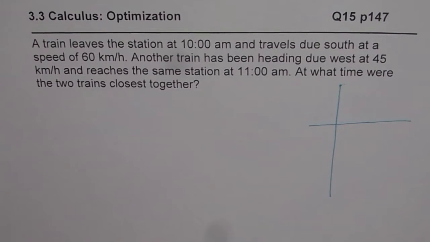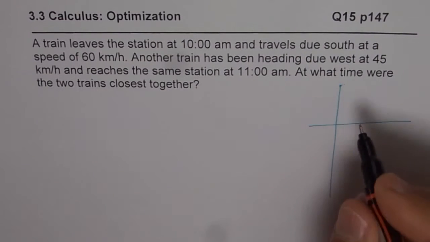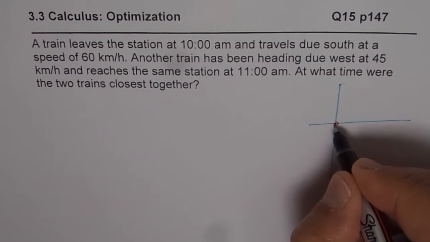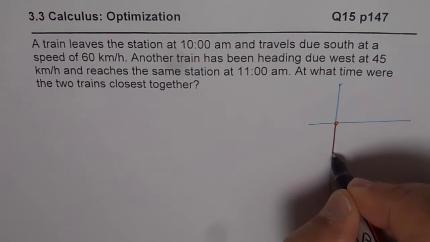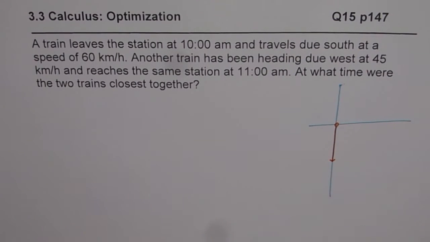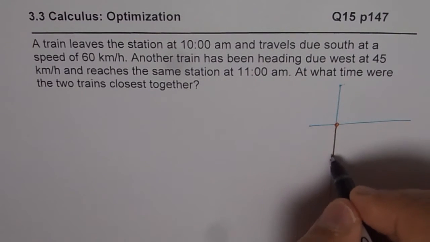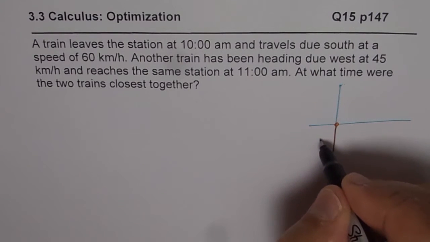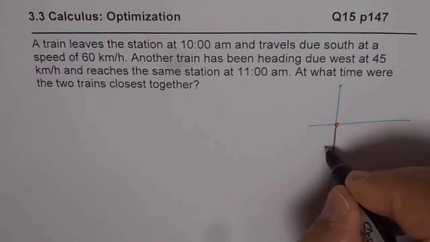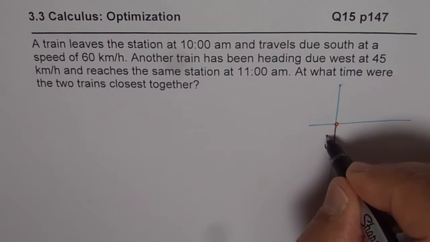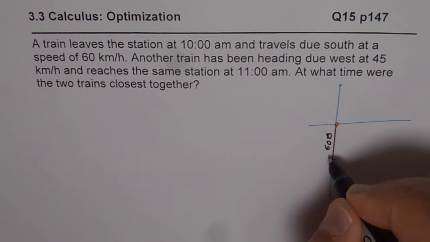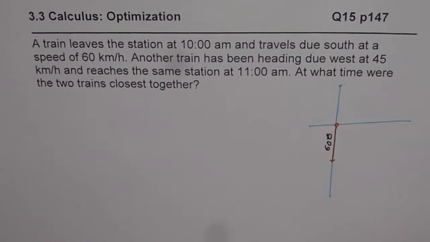So it says that a train leaves the station at 10 a.m. and travels due south at a speed of 60 km per hour. So let us say this is the train which is traveling due south, right? So every hour, it is going to cover 60 kilometers. In general, this distance along south is 60 t, where t is in hours.